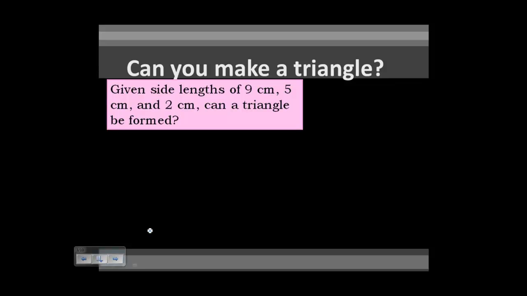Okay, well, what I'm going to do to explore this is to take one of our safety compasses that we use in class, and draw a segment right down here that is 9 centimeters long. Let's try that again. Starting here at 0, going to 9. Yep, that segment right there is 9 centimeters long. It doesn't say what the angles have to be, but I just have to have two other segments that are 5 centimeters and 2 centimeters.